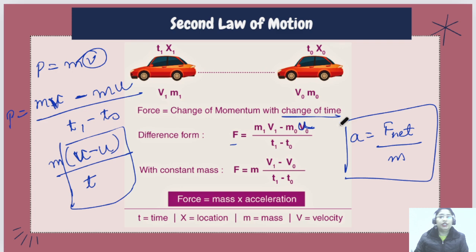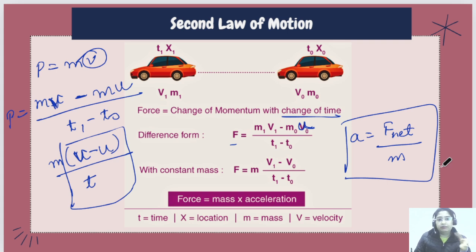Correct? So here you can see the acceleration depends on the force. It is directly proportional to the force. So if you apply more force, the acceleration will be more, because it is increasing the velocity of the object. And acceleration is inversely proportional to the mass of the object. So if the mass of the object is more, acceleration will be less, because then again you need to apply more force if the mass is more. So acceleration will be less.